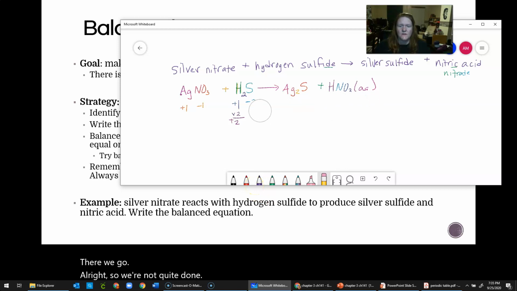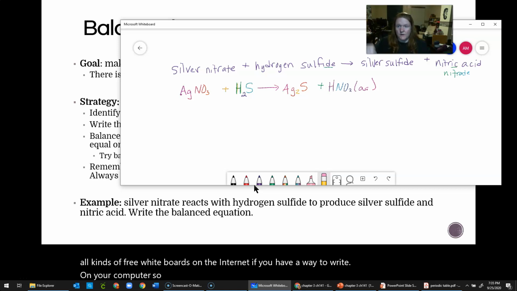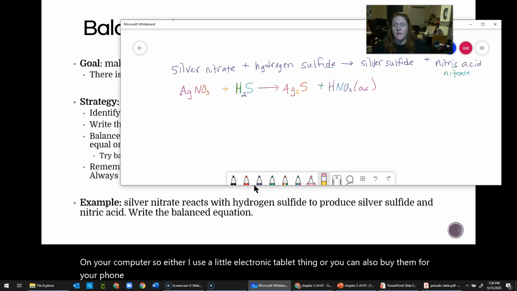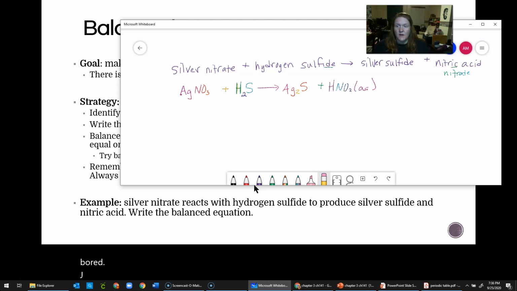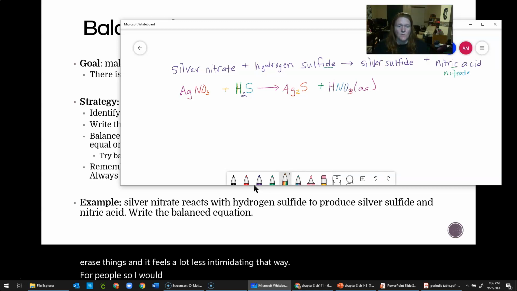By the way, when I was learning this in college, I bought a whiteboard to use, but you can find all kinds of free whiteboards on the internet if you have a way to write on your computer. So either I use a little electronic tablet thing, or you can also buy them for your phone. Like, not buy them, you don't have to buy them at all, but you can get Google Jamboard, J-A-M, board, for free, and you can use it like a whiteboard. And that's nice because you can erase things, and it feels a lot less intimidating that way for people. So I would suggest taking some, or get a lot of paper. I turn the page sideways because you need space.